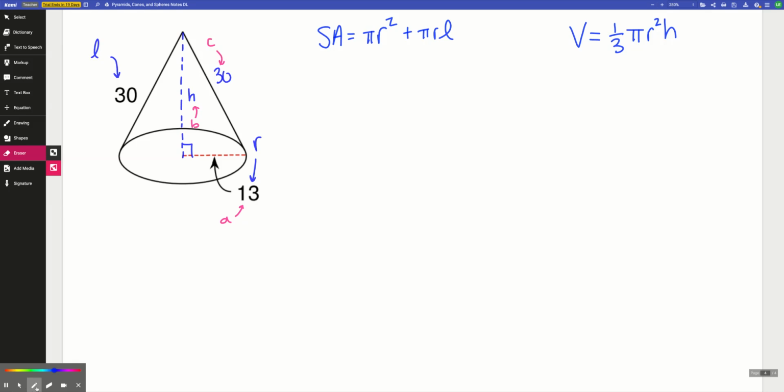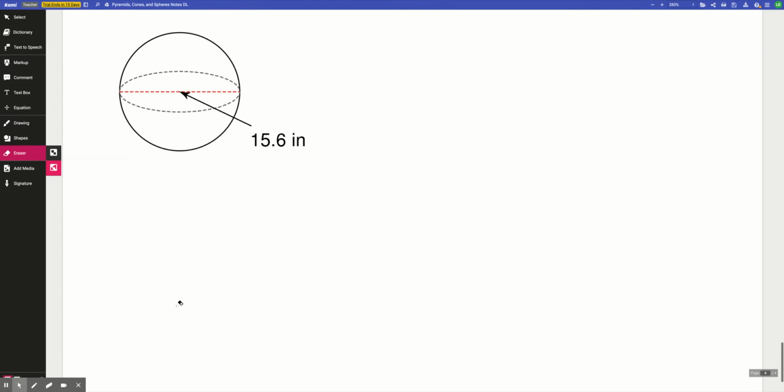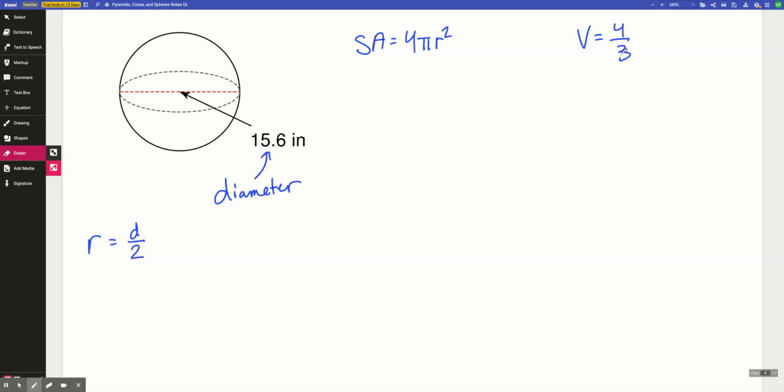All right, and then for my sphere, I'm going to scroll down a little bit. For my sphere, they only give me 1 dimension. They tell me that the diameter is 15.6. Keep in mind that you need the radius for both of these. So remember, the radius is the diameter cut in half, okay? Your surface area formula is 4 pi r squared, and your volume formula is 4/3 pi r cubed, right?